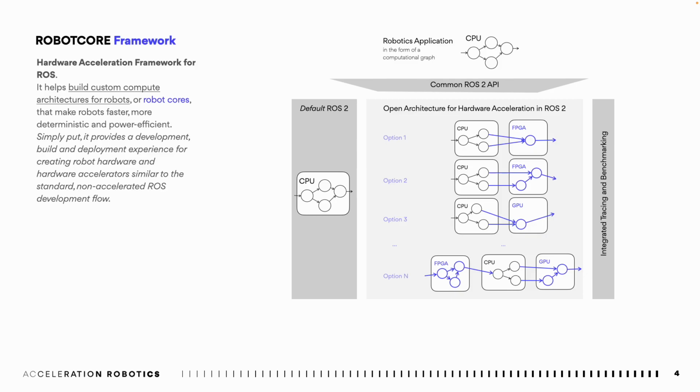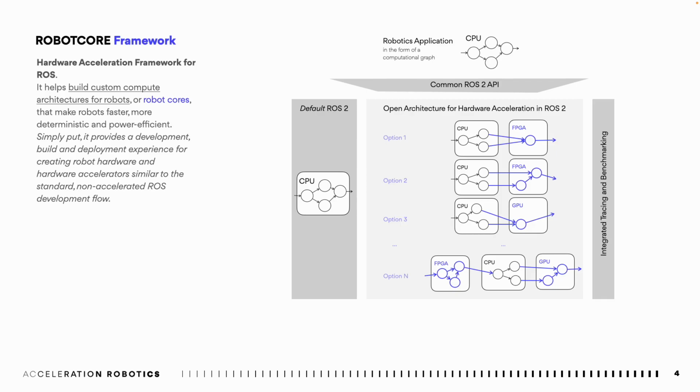In the figure, you have a series of depictions of how we can transform a CPU-centric computational graph built with ROS2 into variants that leverage FPGAs, GPUs, or even combinations of everything. After developing our corresponding architectural improvements, we have a layer of an integrated tracing and benchmarking methodology that allows us to actually measure and quantitatively iterate over improvements of our robotic architectures.